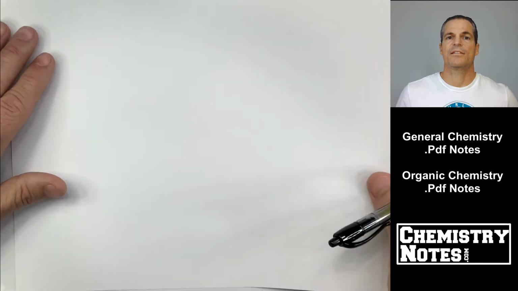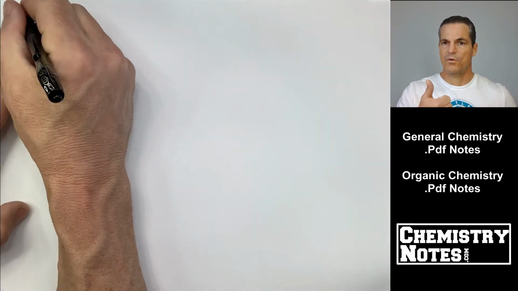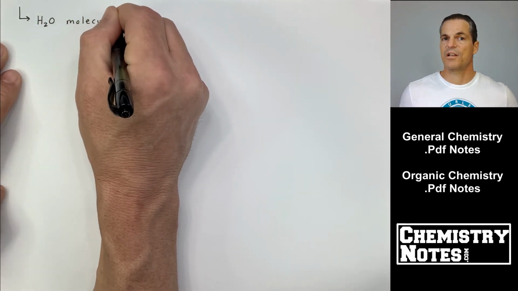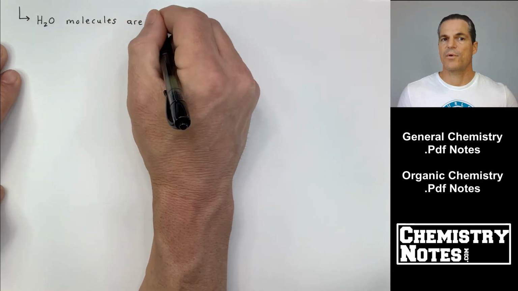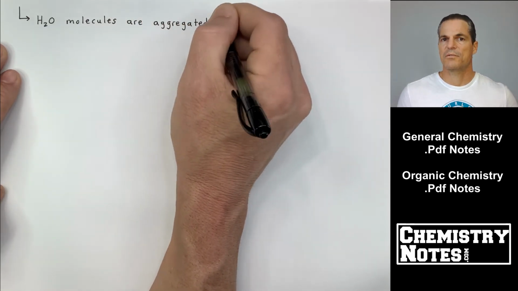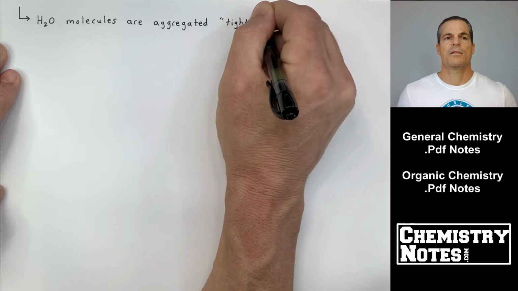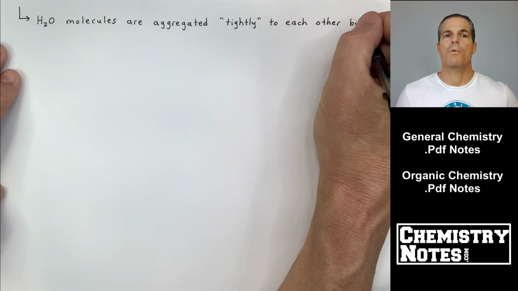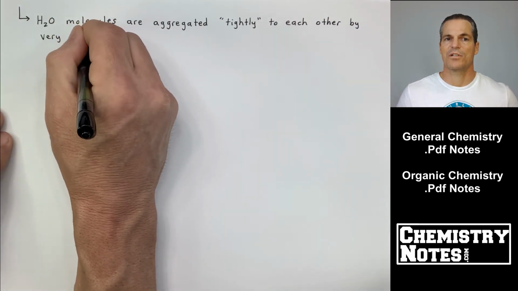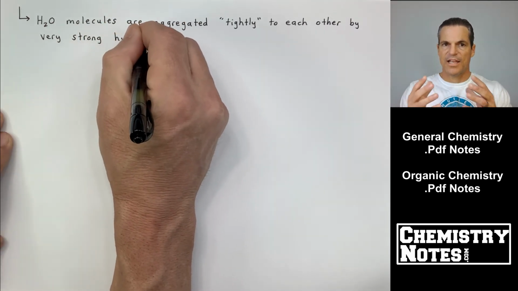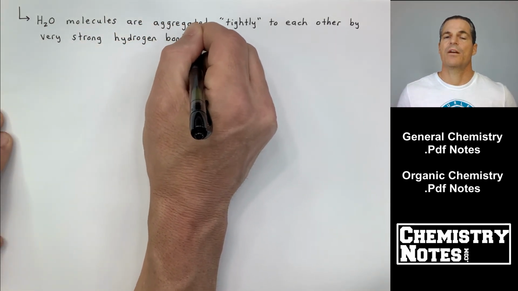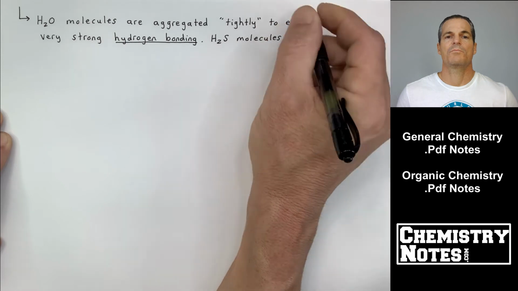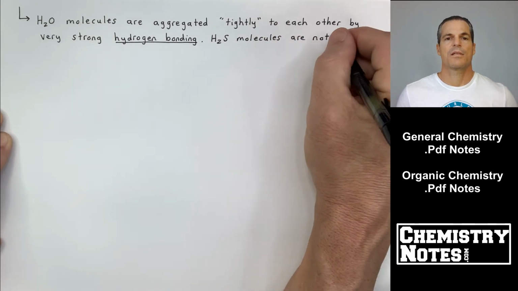Well, the answer is that the requirement for hydrogen bonding is that you have to be an OH bond, an NH bond, or an FH bond. And SH is not one of those, okay? So the H2S molecule doesn't undergo hydrogen bonding, but H2O does. So at the top of our new page of notes, on that first bullet point, it says H2O molecules are aggregated tightly to each other, collected together by very strong hydrogen bonding. H2S molecules, on the other hand, are not.